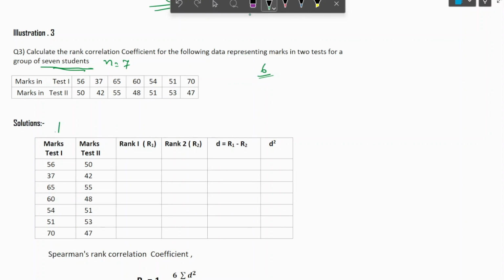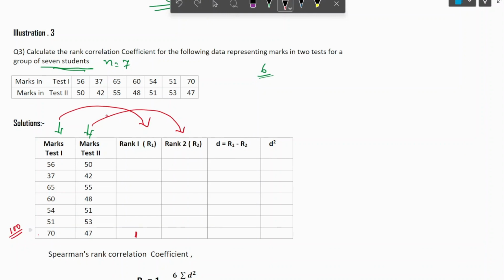First 2 columns we have written, that is marks. Now we need to assign according to the marks, rank 1 and here rank 2. Then we'll continue the same. Now for the first set of marks, 56 to 70, now here just see 56, 37, 65, 60, 54, 51, 70, which is the highest mark? Just suppose that this test is conducted out of 100. Okay. Who got the highest mark? That is 70, right? Therefore, according to 70, this is the first rank.